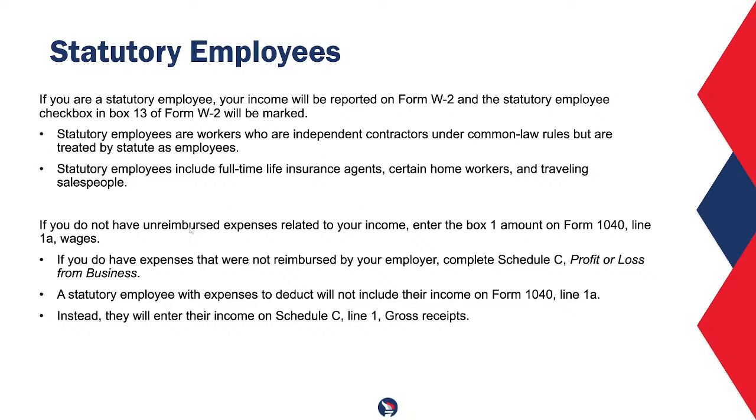If you do not have unreimbursed expenses related to your income, enter box 1 on 1040 line 1A wages. If you do have expenses that were not reimbursed by your employer, you can complete a Schedule C to expense those things. This is one of the few rare cases where somebody with a W-2 can actually currently write off work-related expenses.